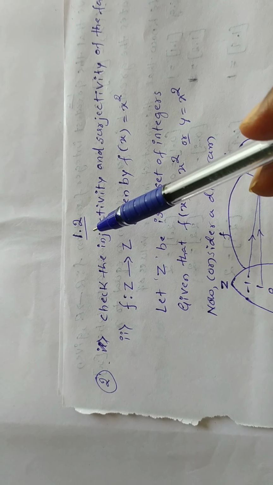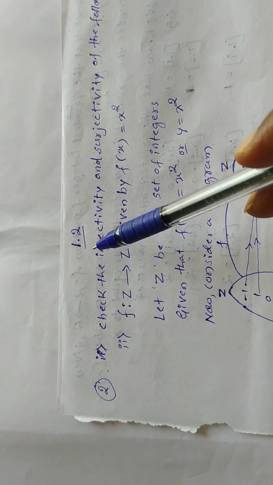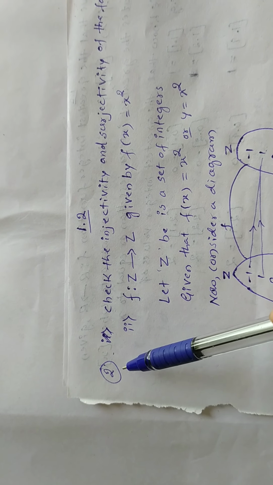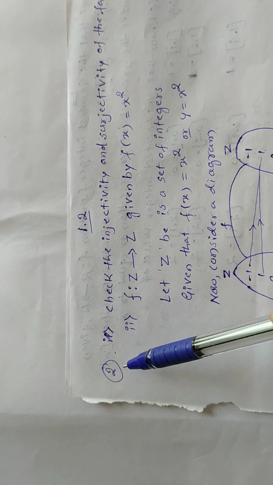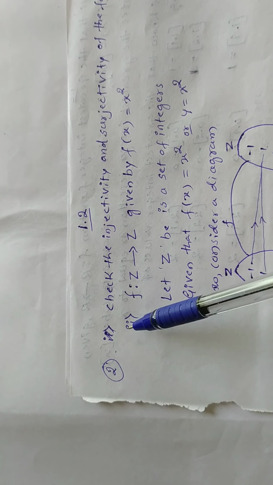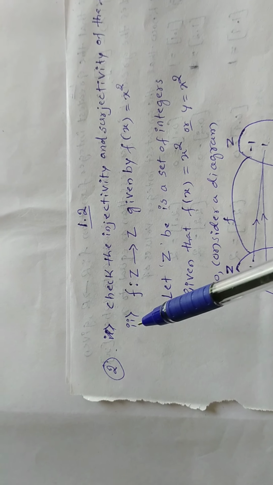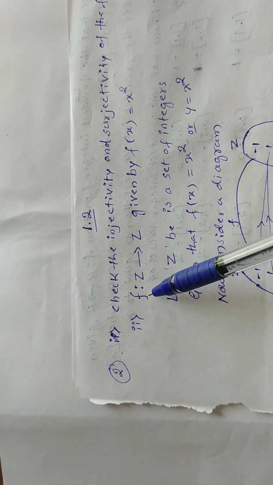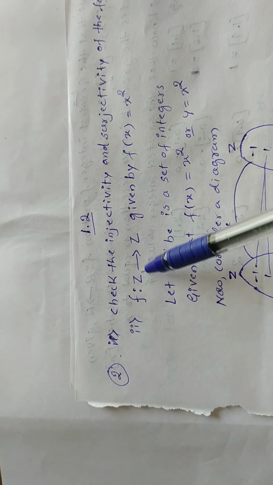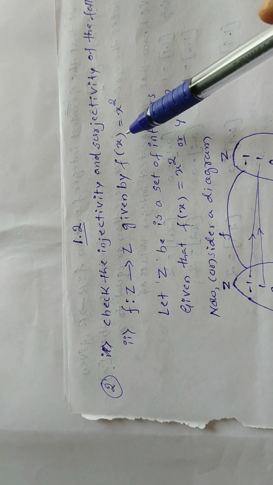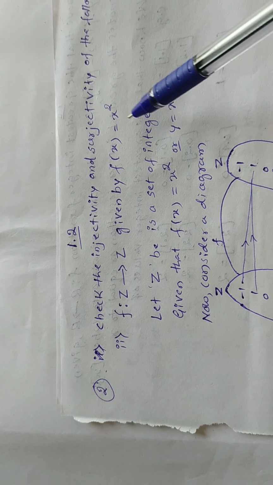Dear students, in this video I am going to solve exercise 1.2, in which I already solved the first main question, and the second main question, in which I already solved the first one. In that second one, the function f from Z to Z, integer to integer, is given by f of x is equal to x square. This is a given function, meaning y is equal to x square. f of x means y.